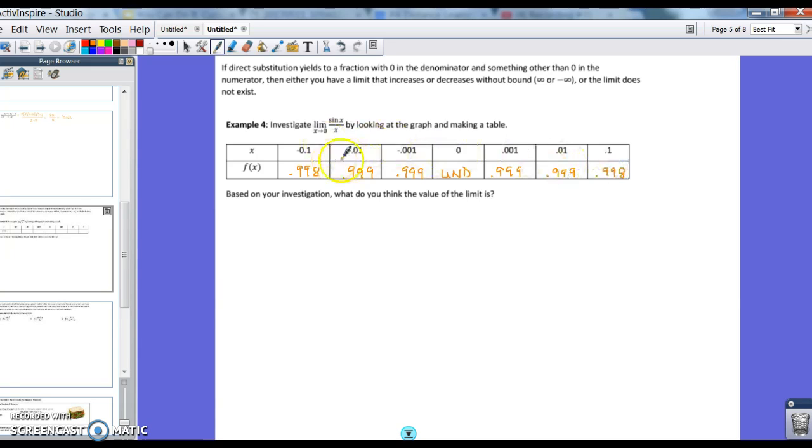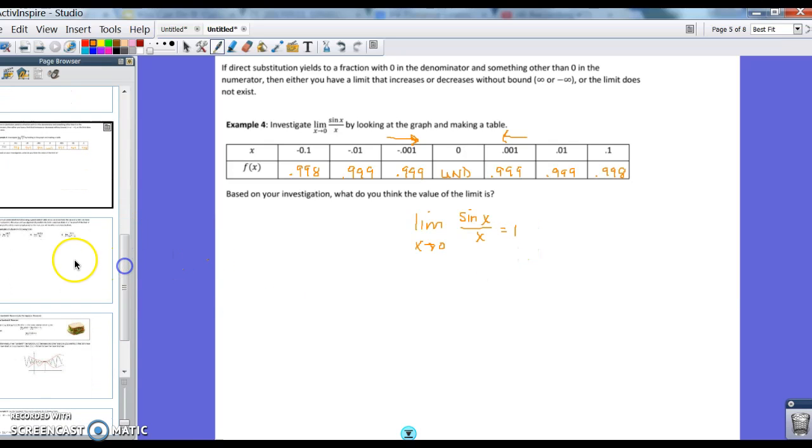Okay, so clearly, graphically, if you think about it from a graphical approach, the limit as x goes to 0 of sine x over x is going to be 1, right? Because that's what our table tells us. As we approach 0 from the left or from the right, it's going to this undefined thing. But because these numbers are approaching 1, our limit is going to be 1.